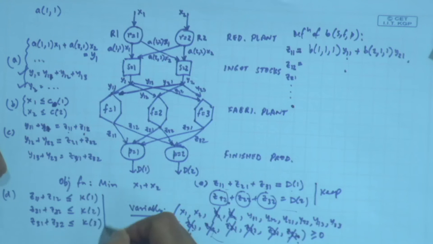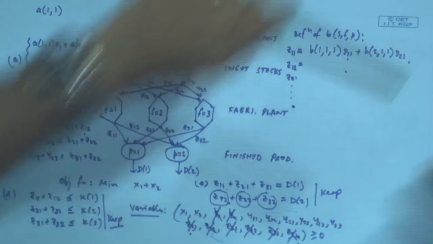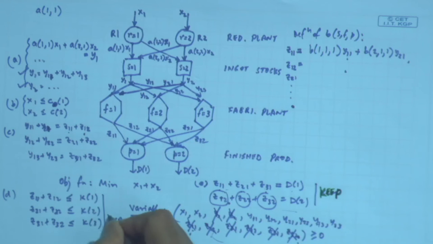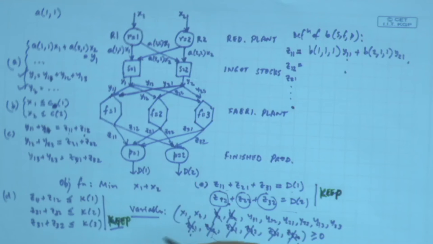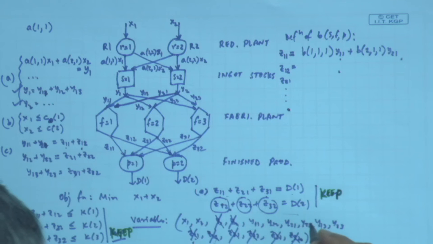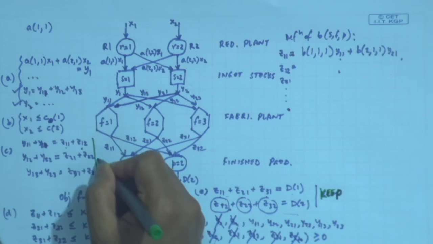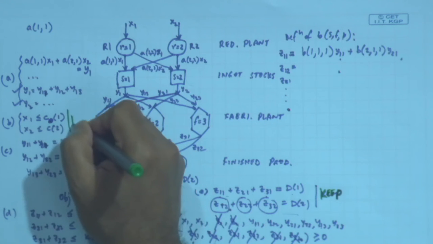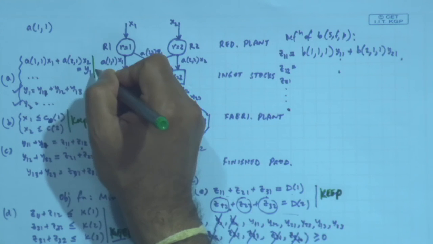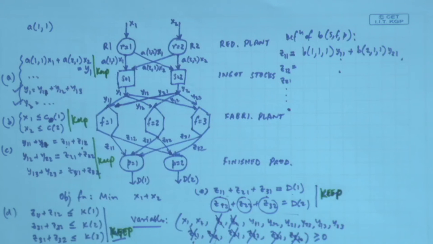And then I have these constraints, so I need to keep them. So let me use another color here for the things that I'm keeping. So I'm keeping this. I'm keeping this. And this is already taken care of, right? Or not? No, this is not taken care of. So I have to keep them also. Keep. And these ones are taken care of. So I need to keep this. Keep means I'm keeping them as constraints.